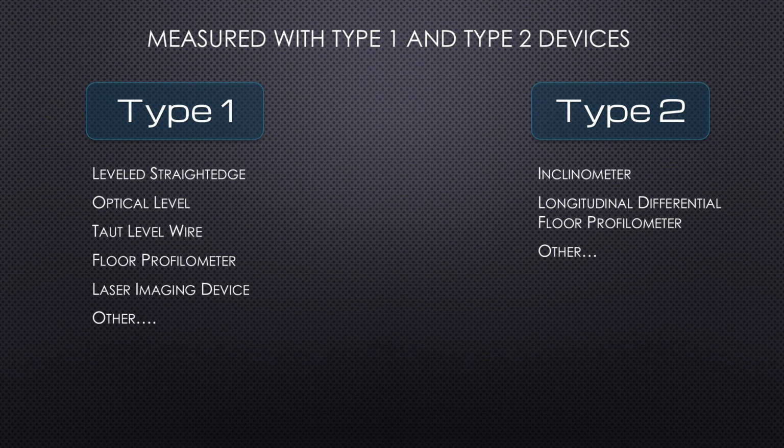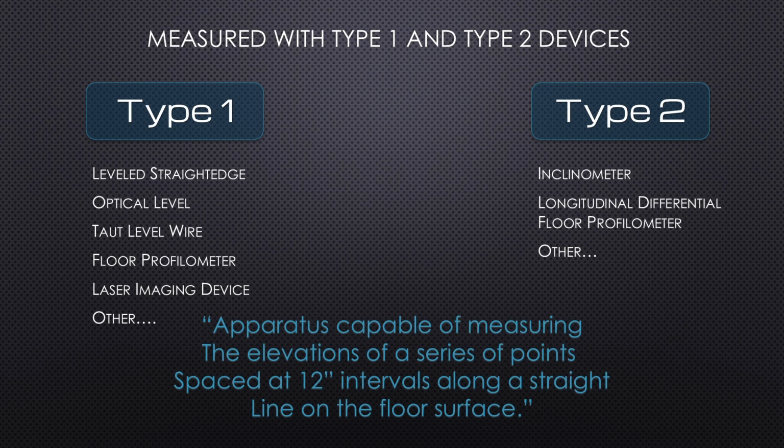Before we talk about Q and Z values, we should spend a little time talking about the devices used to take the measurements. As you can see, there are two categories of devices, and they both have the same definition: an apparatus capable of measuring the elevations of a series of points spaced at 12 inches along a straight line on the floor surface. Although both categories have the same definition, the subtle difference comes down to the fact that for a run of a minimum length, the measurements taken with a Type 1 device need to contain 12 sequential point elevation measurements, whereas with a Type 2 device, you need to take 11 sequential measurements.